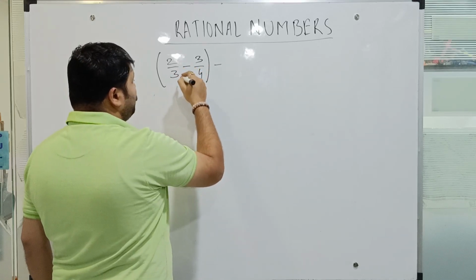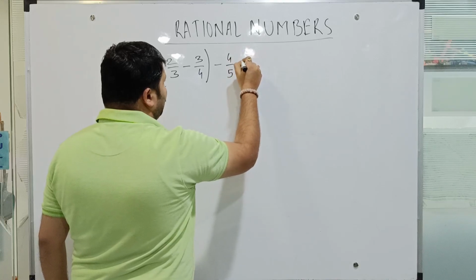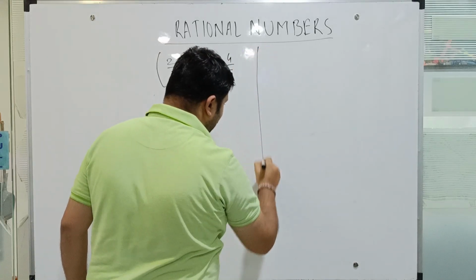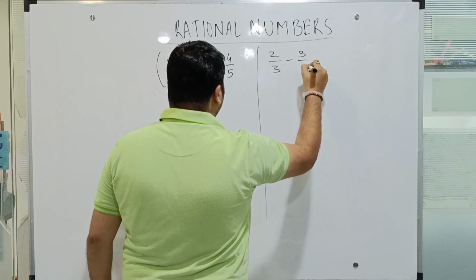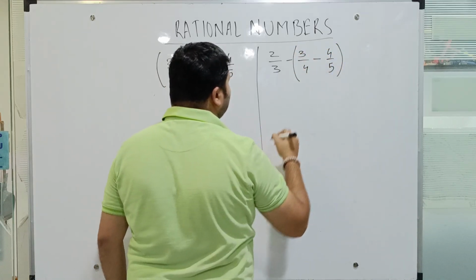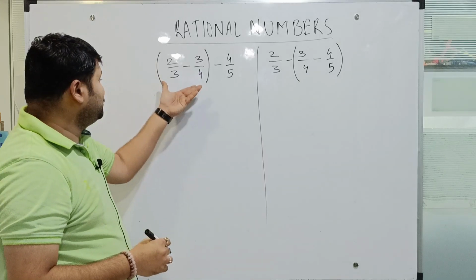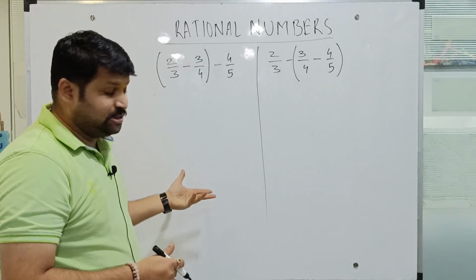So it would be 2 upon 3 minus 3 upon 4 minus 4 upon 5, and I'll see whether the second part, I'll have it as 2 upon 3 minus 3 upon 4 minus 4 upon 5, where I'll group these together. So in the previous case for addition, it was the same. Now let us see what happens in this case.